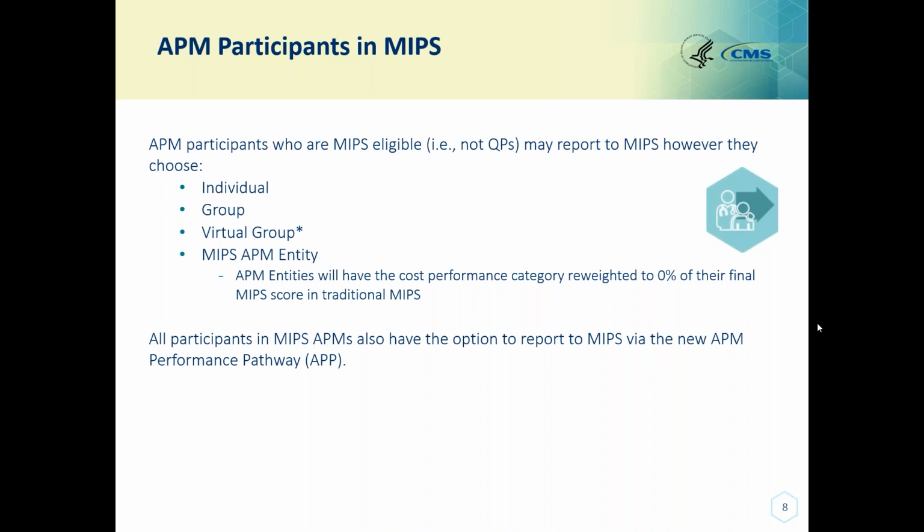But what we're all here to really talk about is MIPS APM entity. So individual, group, APM entity group, these are all ways that you can participate in MIPS, even if you're a participant in an APM. If you participate as part of an APM entity group, you will automatically have the cost performance category reweighted to 0% of your final score. And again, you can participate in any way that any other MIPS eligible clinician may participate. So that means traditional MIPS or, going forward, MIPS value pathways are available to you also. You can pick the measures that make the most sense for you.